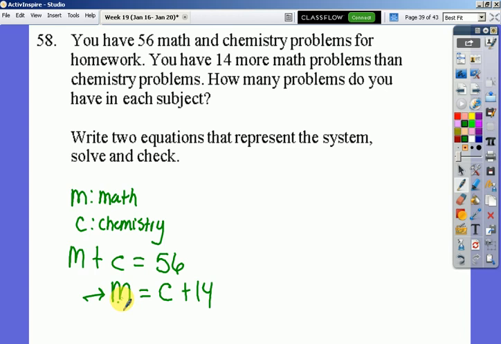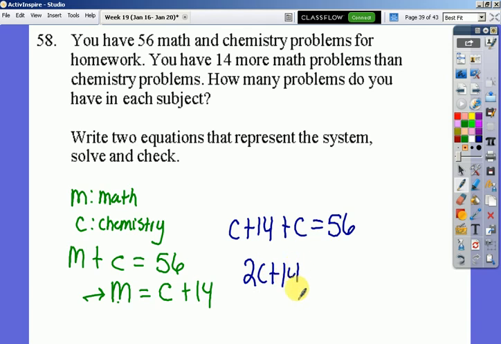Now, it's a system. How do we solve systems like this? Yeah, we plugged in for m. What's that called? Substitution. I'm substituting a value in for m, and in this case, it's going to be c plus 14. So c plus 14 plus c equals 56. Again, I'm using substitution. I still have to decide, is it substitution, elimination, or graphing? And in this case, the easiest thing to do is substitution. So I have 2c plus 14 equals 56.